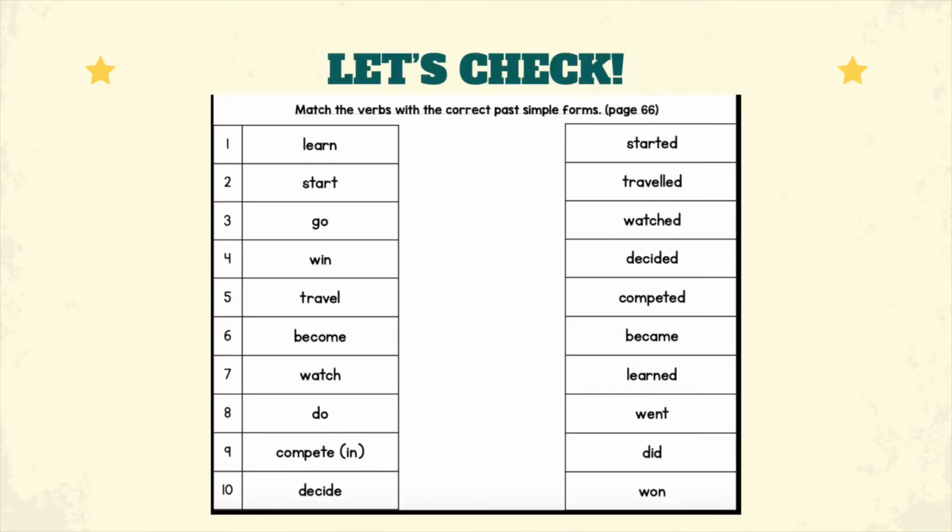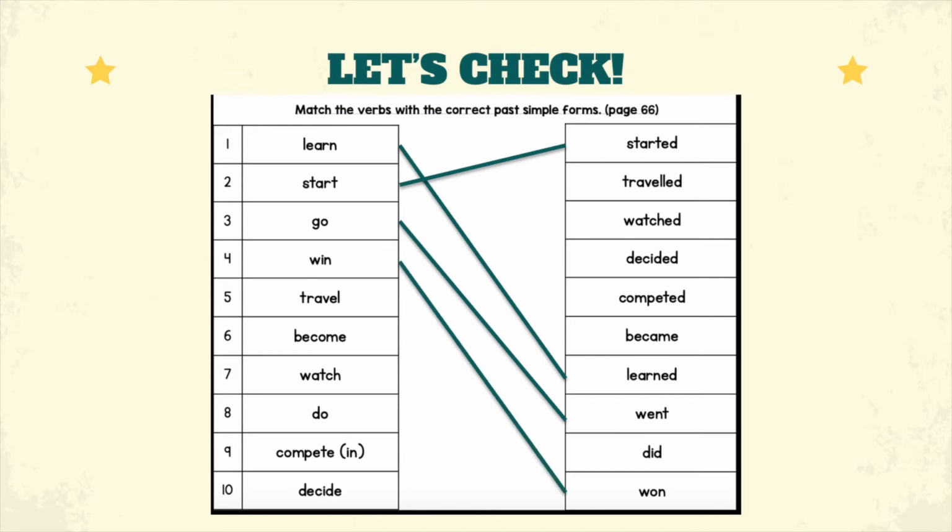Now, take a look at this. They are verbs in past form. What you need to do now is match the verbs here to the correct simple past form. Take a look at the first one. What is the simple past form for learn? It's learned. And start? It's started. How about go? The simple past for go is went. And the simple past for win is won. For travel, what do you think? It's traveled. You will have to add a double consonant of L in the middle.